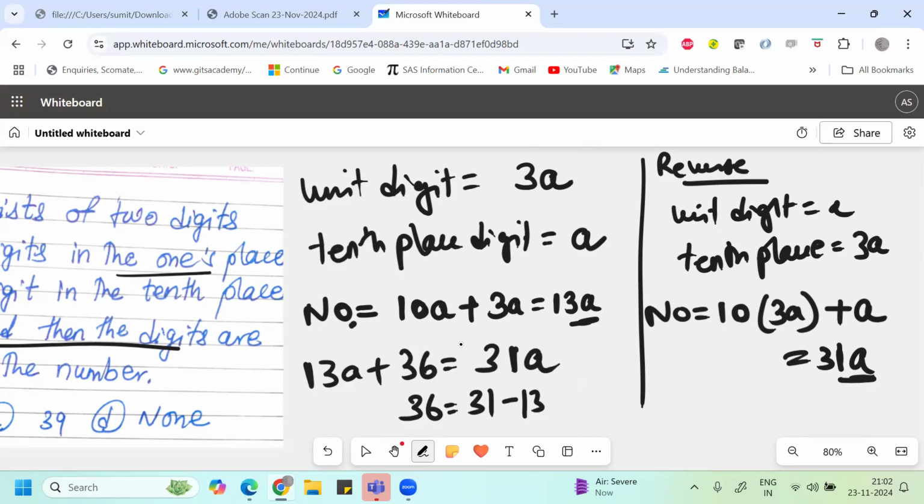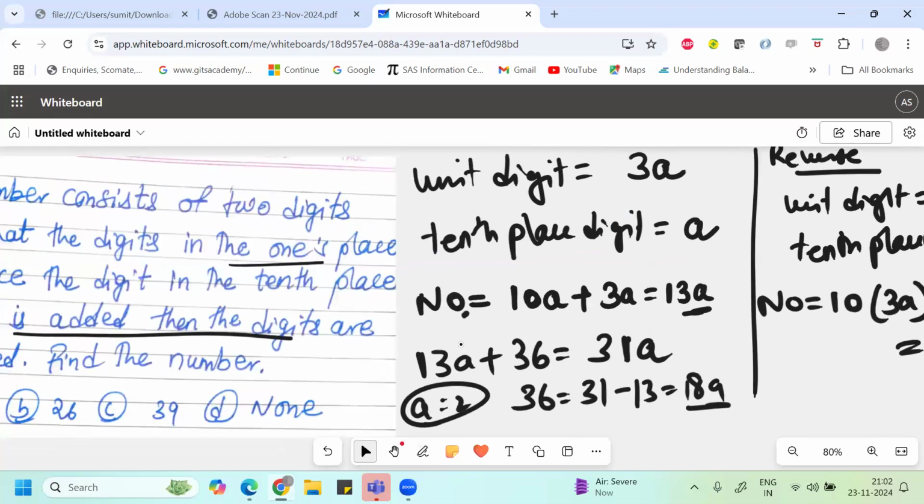And I'll just solve this. 31 minus 13, how much will it be? 18. This would be 18A. 18A is equal to 36, which means A is equal to 2. So your A will be equal to 2. If A is equal to 2, then the unit digit will be 6. So your number will be 26.